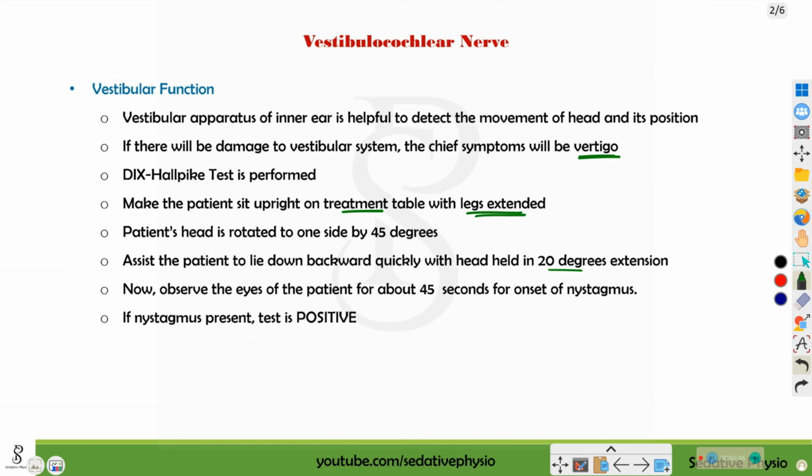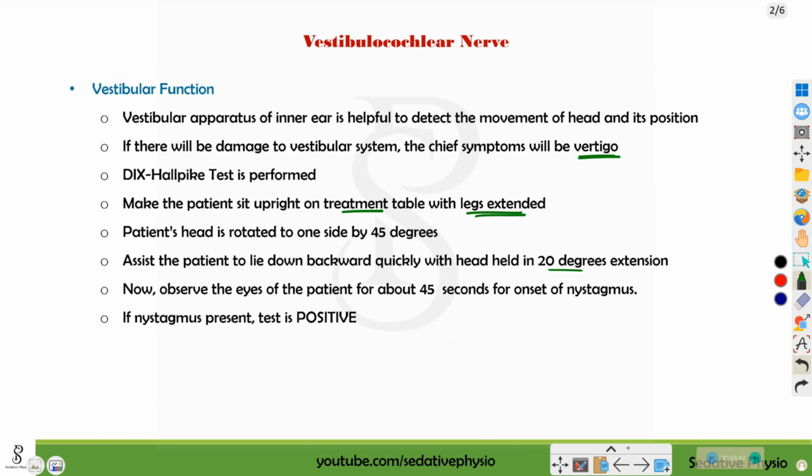First, we rotate the head of the patient to one side by 45 degrees. After rotating the head by 45 degrees, we assist the patient to lie down backward with the head in 20 degrees extension. It means the head is rotated at 45 degrees first and then held in 20 degrees extension. After lying the patient down, we observe the eyes for about 45 seconds to 1 minute for onset of nystagmus. If nystagmus is seen, then the test is positive and the patient must have a lesion or damage in the vestibular system.